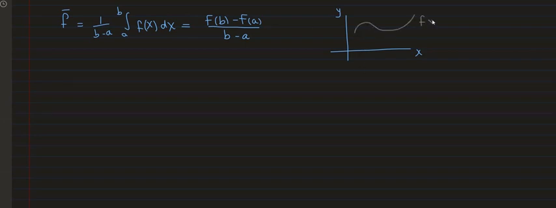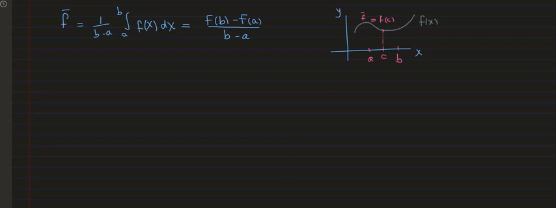So let's say that's the f of x. There exists a value c inside the closed interval from a to b, such that the function has the corresponding value f of c, which we call the average value of the function.